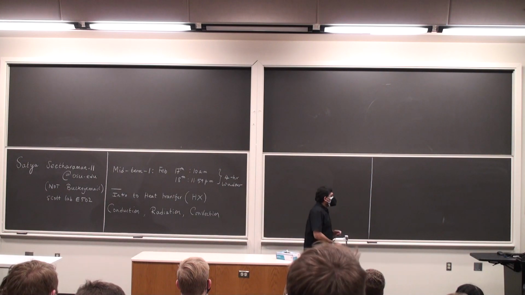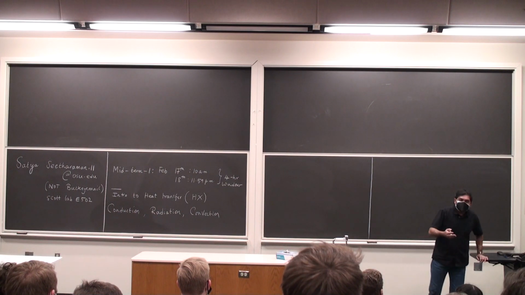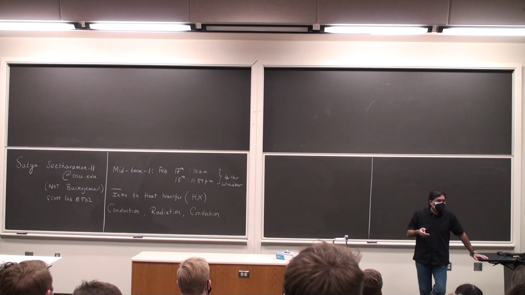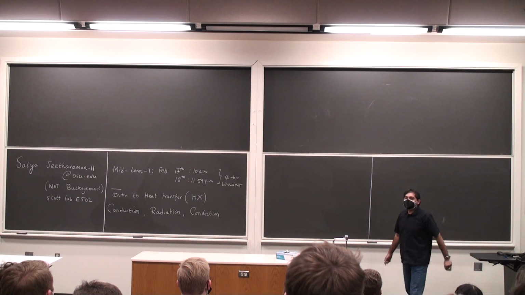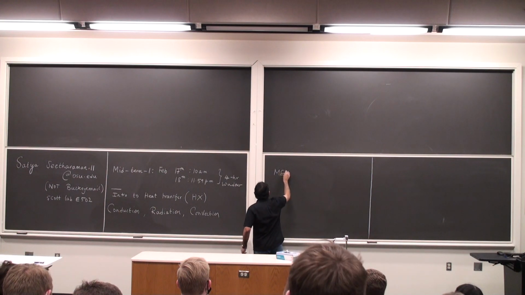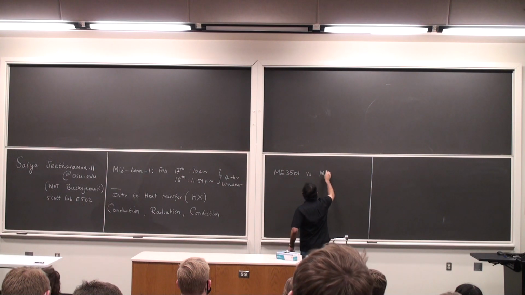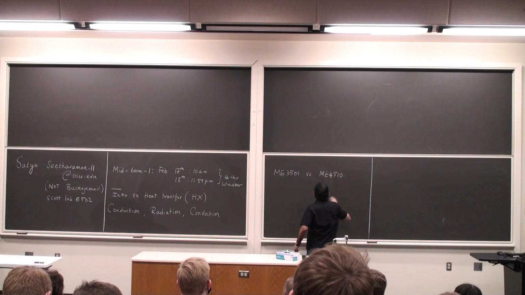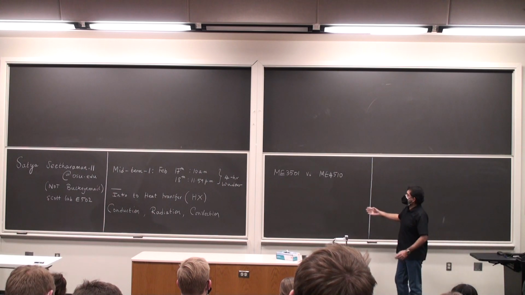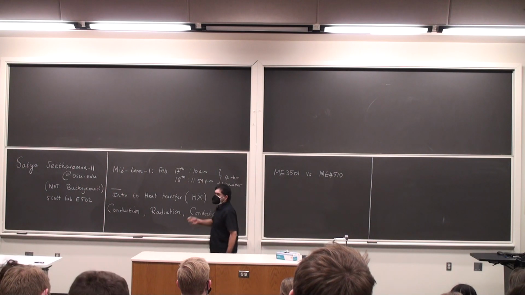Which leads to the obvious question: what is the difference between what you learned in thermodynamics, 3501, and what you're going to learn here? What exactly am I going to do in 4510 which I haven't done in 3501? Let's take a look at the first one.